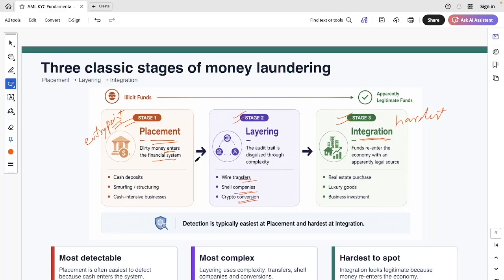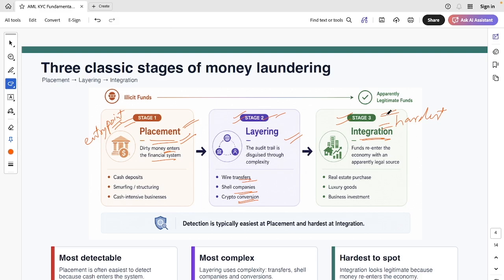Now when you work on transaction monitoring or ML systems, you will often work on rules and scenarios, and rules and scenarios often map back to these three stages. So cash threshold rules may detect your placement. Complex fund movement rules may detect layering. Then high value purchases or investment patterns may detect your integration.